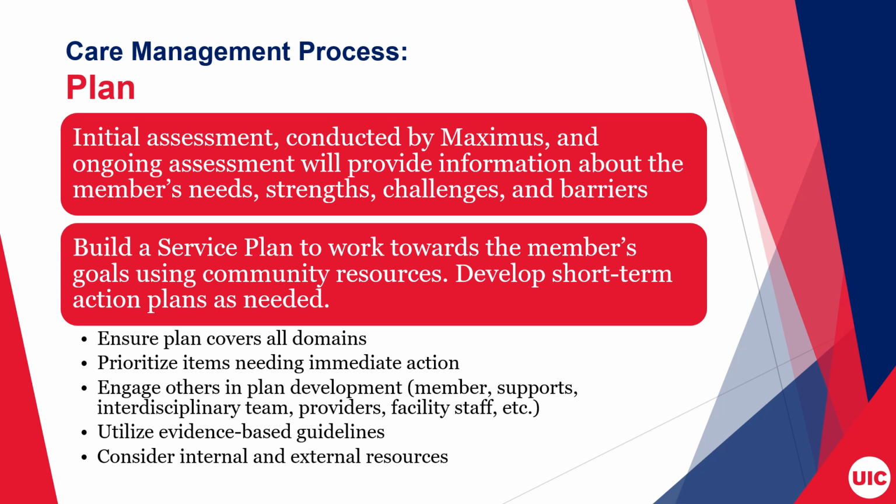The most pressing items should be identified as being addressed first. Effective service plans involve other people beyond the member and the care manager. This includes the member's family or other supports, the agency's interdisciplinary team, other providers, facility staff, etc. They should also incorporate evidence-based guidelines and best practices based on the member's needs. Finally, service plans should not just focus on the specific services available within a particular agency, but should incorporate other resources available in the community if those are the best options for addressing a member's needs.